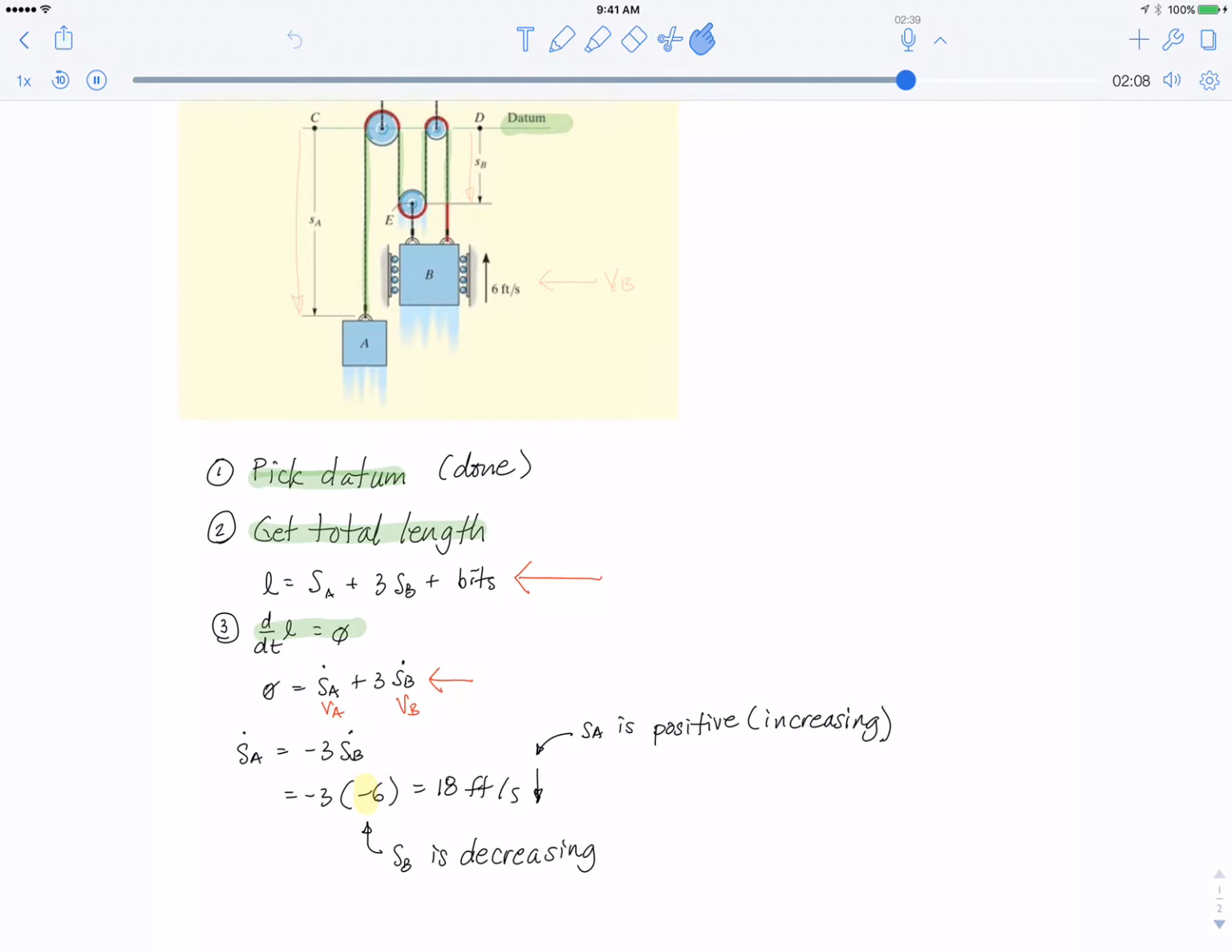If you look up here in the picture, you can see that the velocity of B is 6 feet per second upward, but we're measuring downward here, so that's a negative 6. So here you have S dot A is minus 3 times minus 6, so 18 feet per second, which means it's increasing at 18 feet per second. You can see again up here in the picture that A is going down, so 18 feet per second going down. And that's the answer.